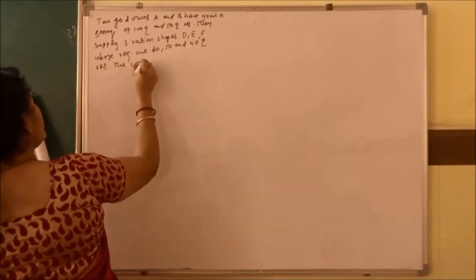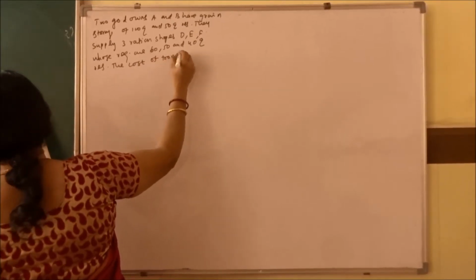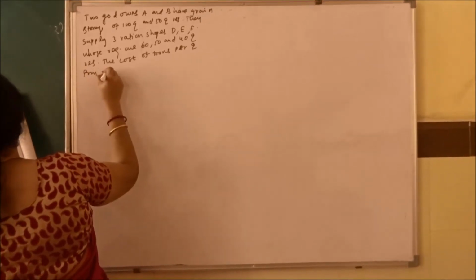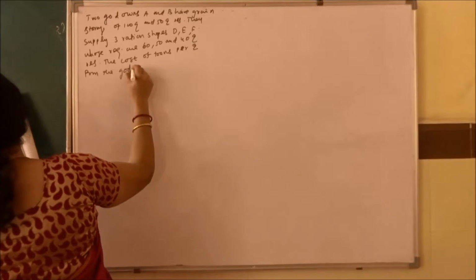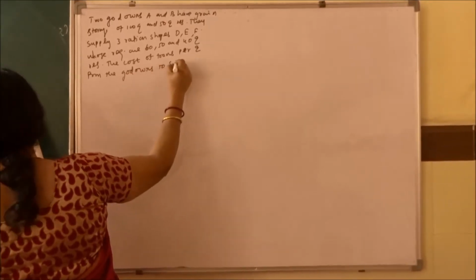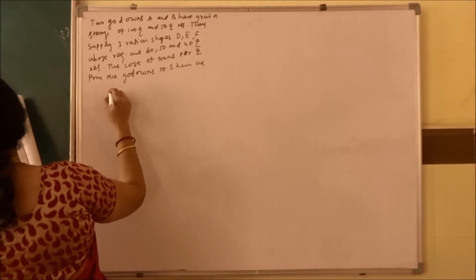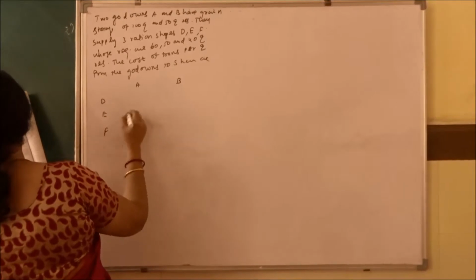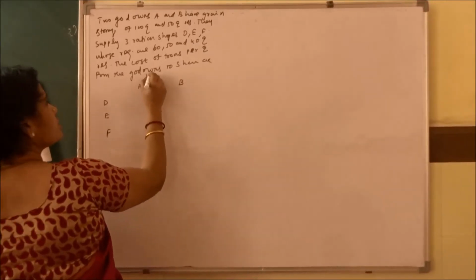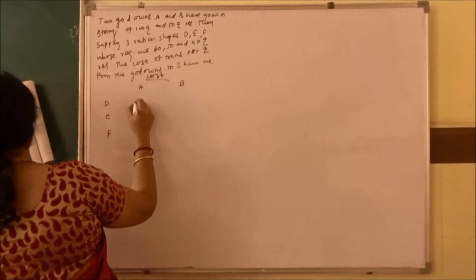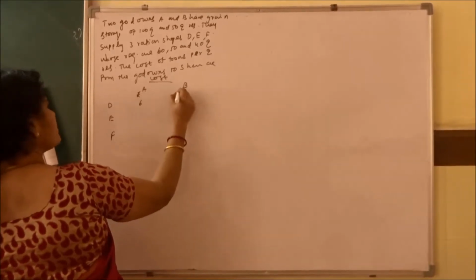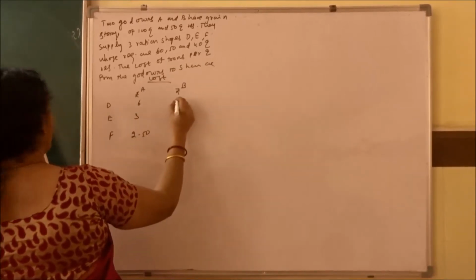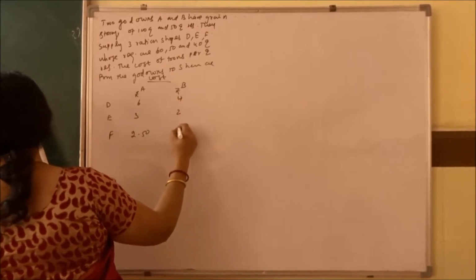The cost of transportation per quintal from the godowns to the shops is like this: that is A, B, and then here D, E, F, and this is the transportation cost. For A godown it is 6 rupees, and this is also in rupees. And for E godown 3 rupees and 2.50, and for B it is 4 rupees, 2 rupees, and 3 rupees.